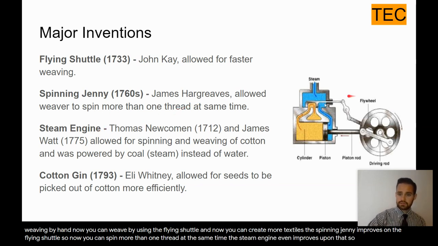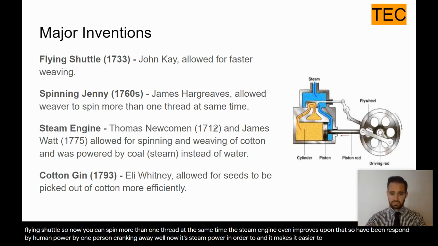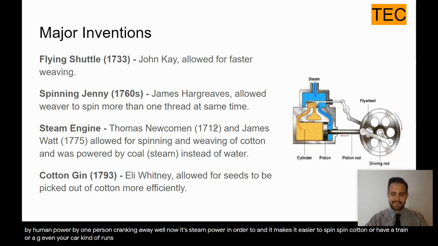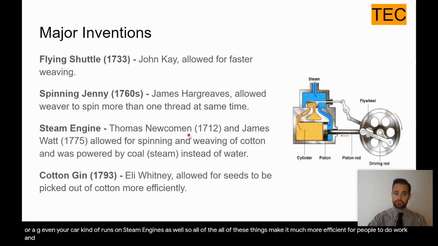So the steam engine, as is pictured here, instead of being spun by human power, by one person cranking a wheel, now it's steam power, and it makes it easier to spin cotton or have a train, or actually even your car kind of runs on steam engines as well. So all of these things make it much more efficient for people to do work and to produce goods.